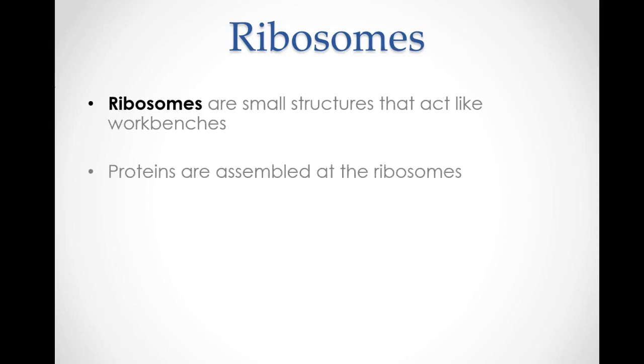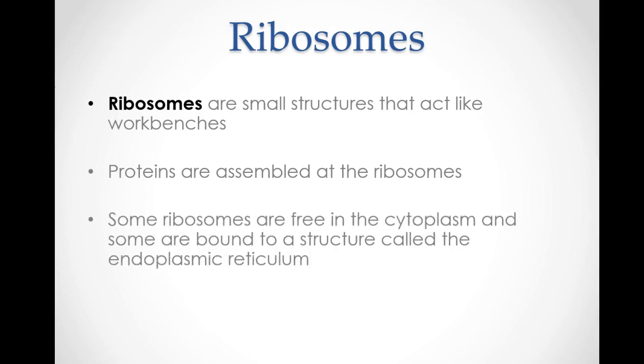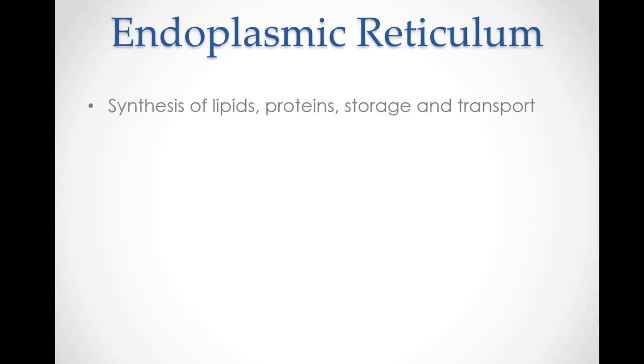Next are the ribosomes. Ribosomes are little workbenches where we assemble proteins. So proteins happen to be very large molecules that are made up of smaller subunits called amino acids. To assemble a protein, you need to put together a very specific order of amino acids, and that's what ribosomes do. Some ribosomes are just floating in the cytoplasm. Some of them are actually bound to another membrane structure called the endoplasmic reticulum.